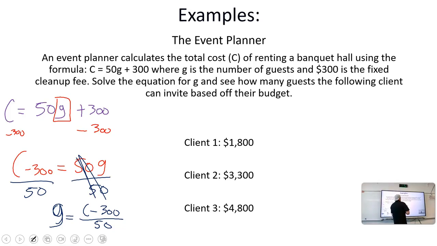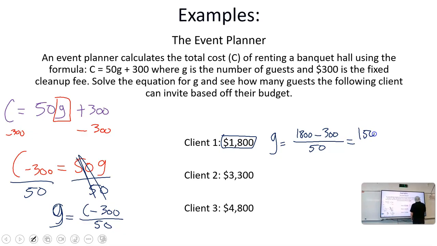So let's come over to the first client. They have a budget of $1,800. So the guests is going to be 1,800 minus 300 divided by 50. Okay, so 1,800 minus 300 is 1,500. Let's go ahead and write that down. We got $1,500 divided by $50 per guest.